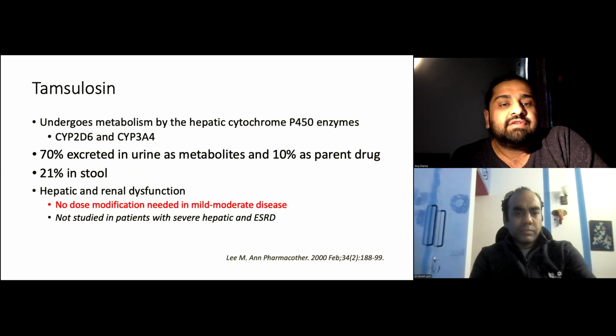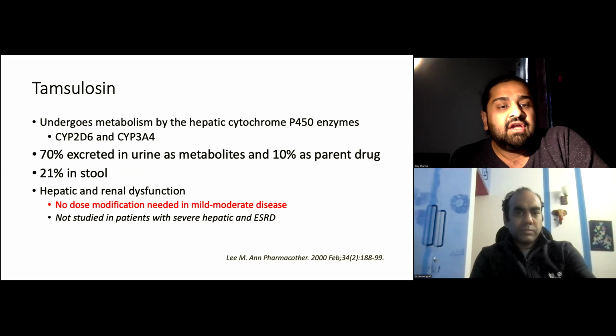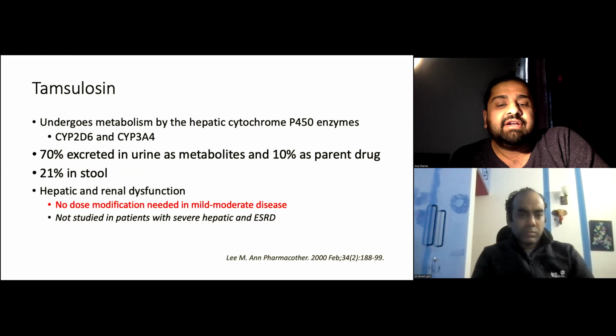Again, tamsulosin undergoes metabolism by both CYP2D6 and 3A4. 3A4, which we know is more related with the ketoconazoles, and 2D6 with the various antibiotics. 70% is excreted in urine, 10% as parent drug, and 20% in the stools. No dose modification is needed in mild to moderate hepatic dysfunction, but yes, in severe hepatic and ESRD patients, we have to alter the doses.